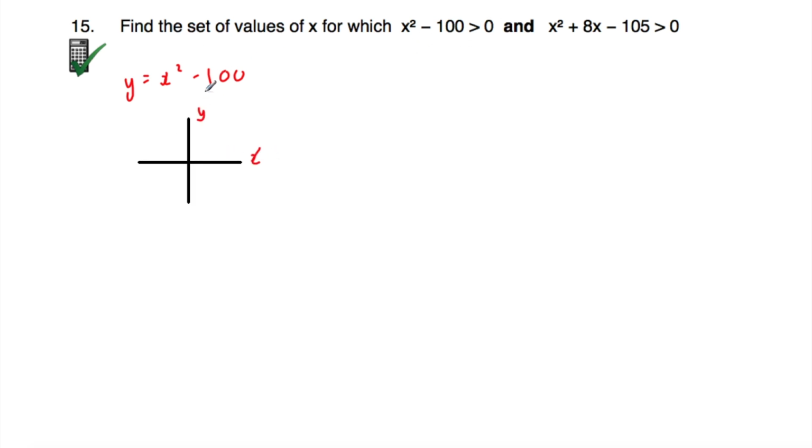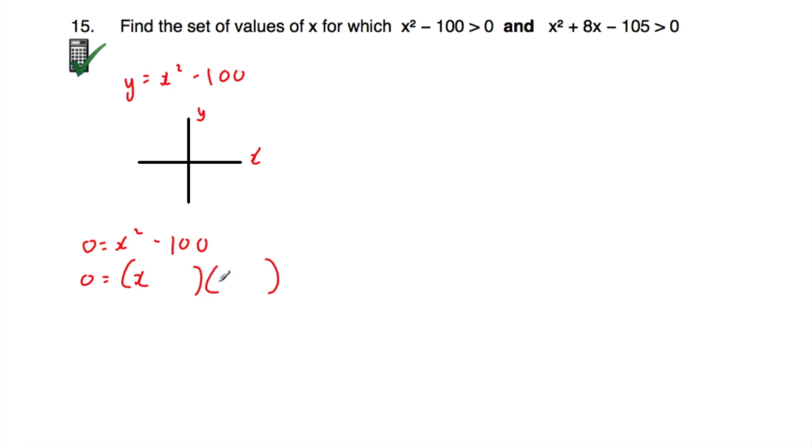So we've got the x-axis and the y-axis. So we want to find where this quadratic crosses the x-axis. So let's let y equal 0. So we'd have 0 equals x squared minus 100. And then let's factorize this. So 0 equals bracket, bracket, bracket, bracket. And it's difference between two squares.